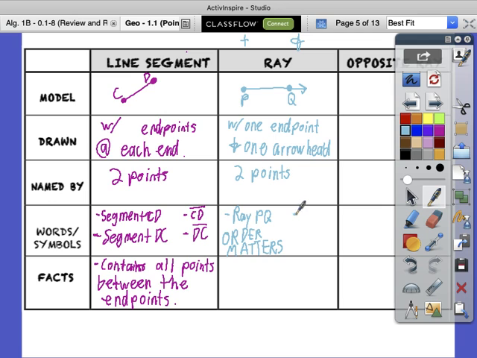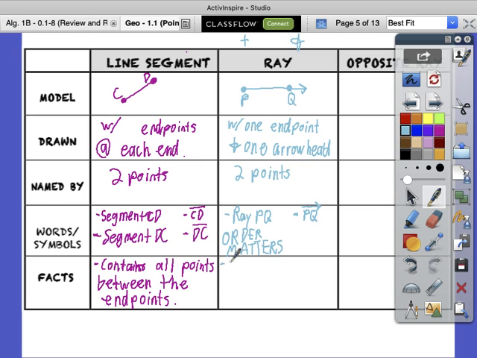If we were to put this in symbols, for ray PQ, you could draw a mini ray: one endpoint, one arrowhead. Now notice, which letter is the endpoint above? P. And where is the endpoint here? P. So does that match? That's very important that it does. The endpoint has to match that letter. So Q is over right where the arrow is, and Q is over right where the arrow is. So that's our first one we've seen where the order matters.